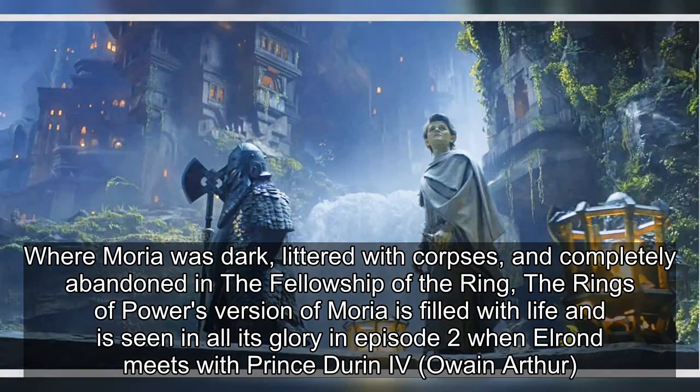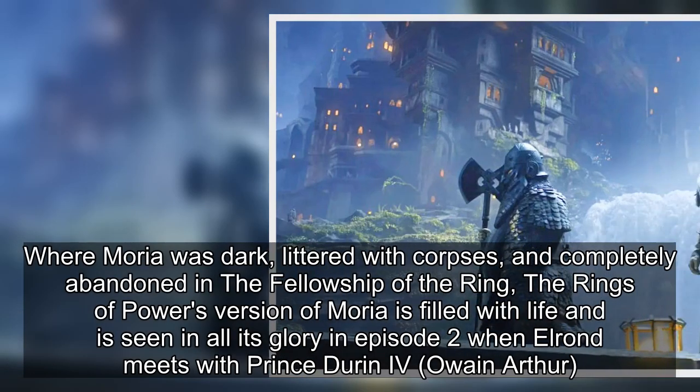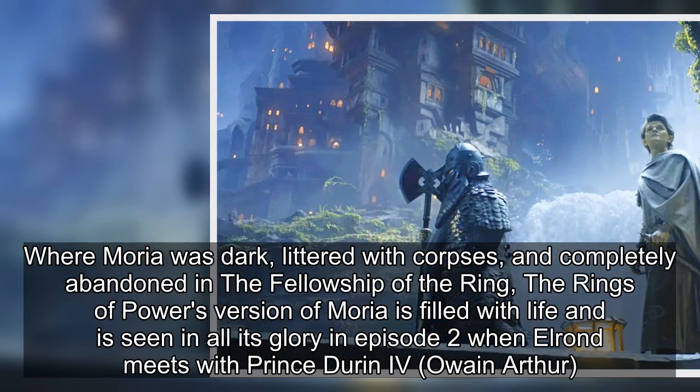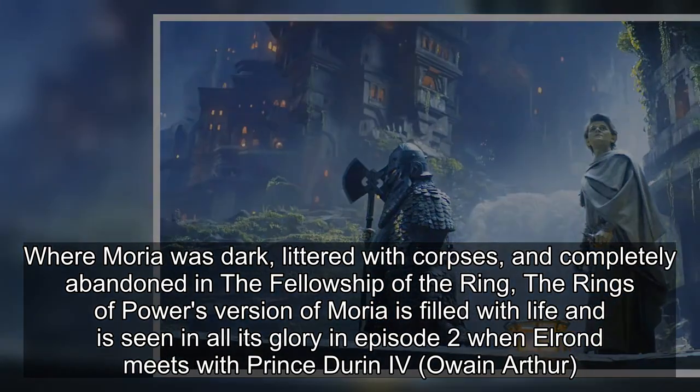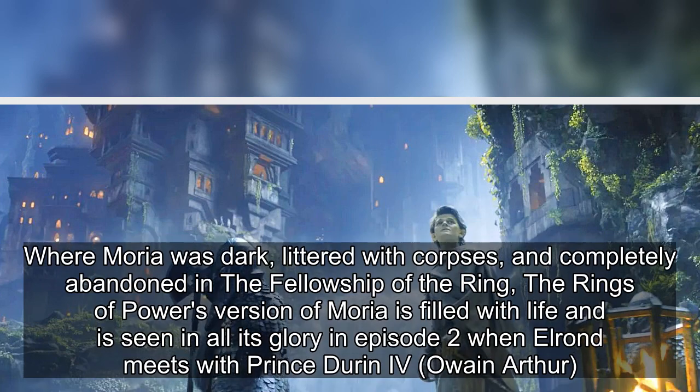Where Moria was dark, littered with corpses, and completely abandoned in The Fellowship of the Ring, The Rings of Power's version of Moria is filled with life and is seen in all its glory in Episode 2 when Elrond meets with Prince Durin IV, Owain Arthur.